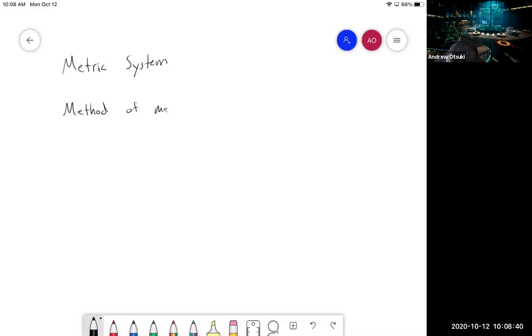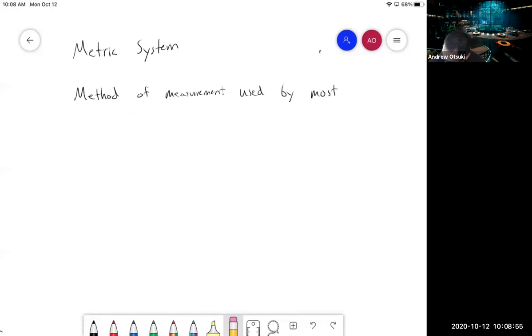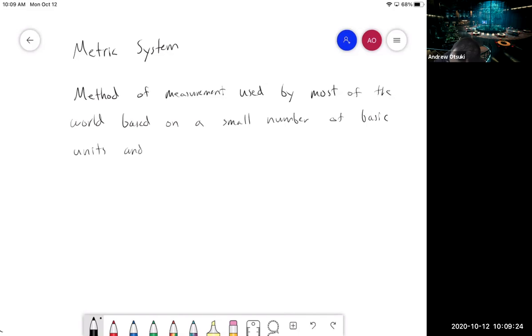measurement used by most of the world based on a small number of basic units and a standard set of prefixes.